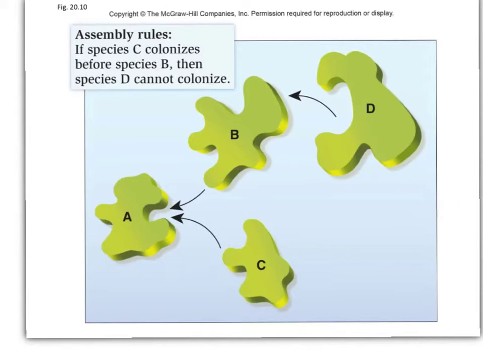Now, I'm not trying to say that it's completely unpredictable and you can never know what's going to happen, because all of those other mechanisms that we just talked about in terms of how community succession takes place certainly do still hold true.